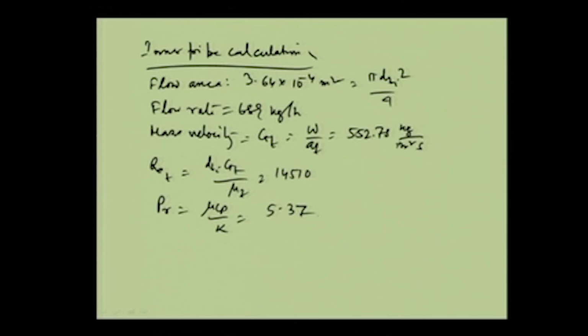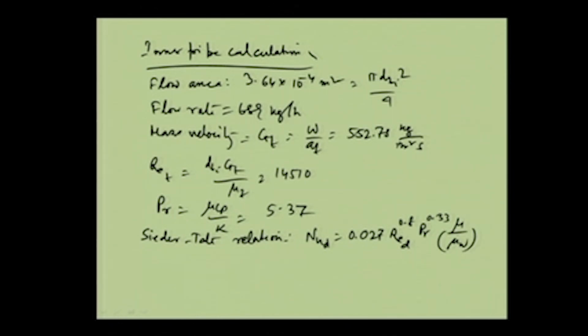And then what we will do is, in this case we will use the Sieder-Tate relation, that says Nusselt number based on diameter is equal to 0.027, Reynolds diameter to the power 0.8 into Prandtl to the power 0.33 into mu by mu W to the power 0.14, and this mu by mu W is equal to 1.0. There is no correction. Okay. And then we have Nusselt number based on diameter will be equal to 29.